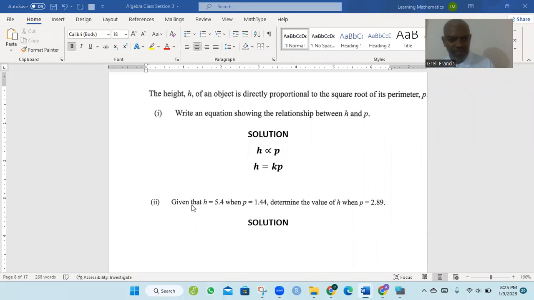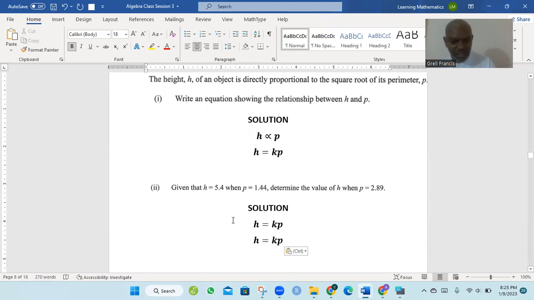Now, part 2 says, given that H is equal to 5.4 and P is equal to 1.44, determine the value of H when P is equal to 2.89. So with that first set of information, knowing the value of H and P, we can solve for K. And then we can find H when P is 2.89. So we copy down, carry forward the equation.